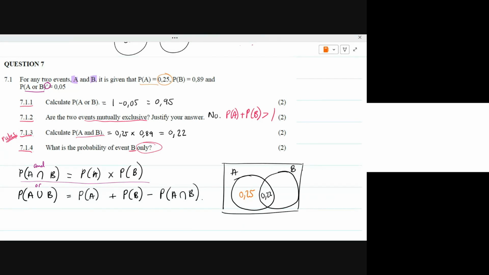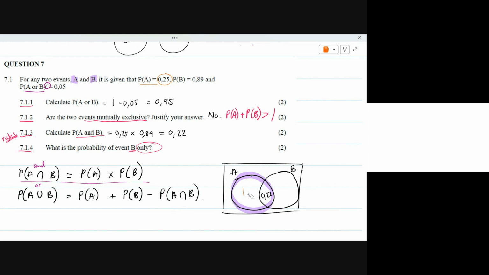Okay, let's think about this. They said to us that the probability of A, the whole of A, is 0.25. Now, if I look properly, the whole of A is that. That whole thing must equal 0.25. So what do we know so far? We know that A already has 0.22 in it. So over here cannot be 0.25 because the whole thing needs to equal 0.25. So what is going to go there?